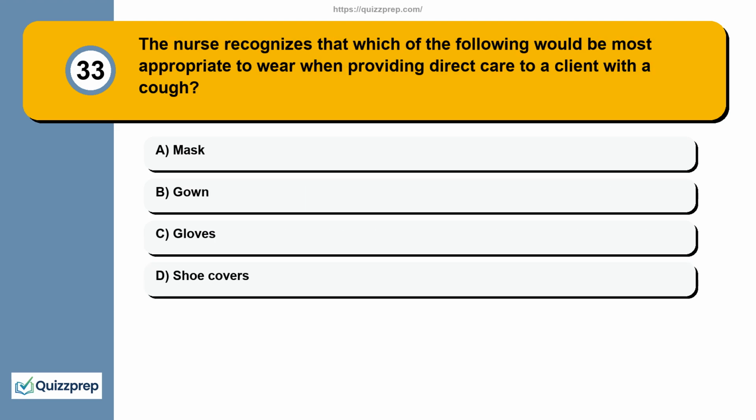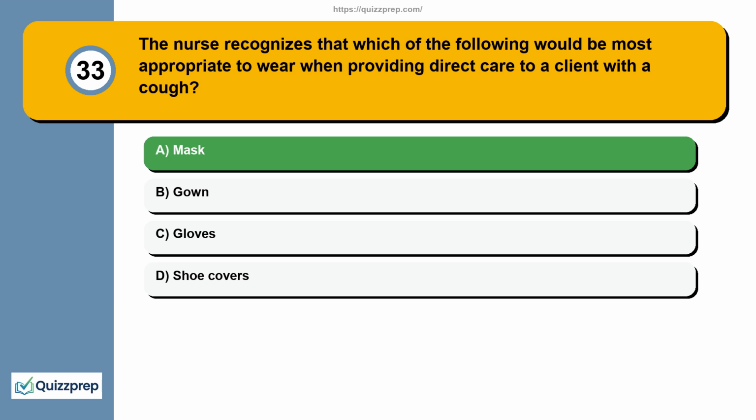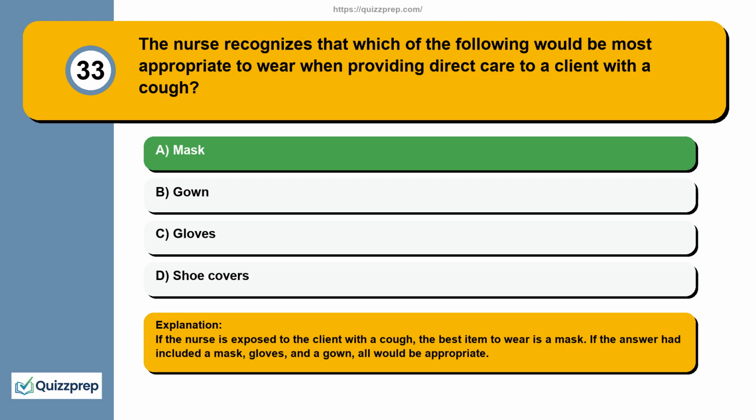Question 33. The nurse recognizes that which of the following would be most appropriate to wear when providing direct care to a client with a cough? Mask, gown, gloves, shoe covers. If the nurse is exposed to the client with a cough, the best item to wear is a mask. If the answer had included a mask, gloves, and a gown, all would be appropriate.